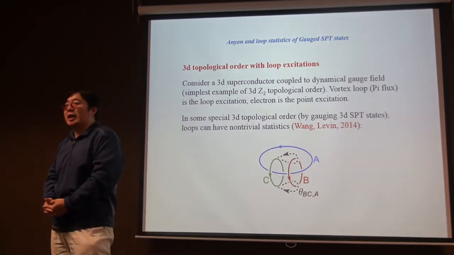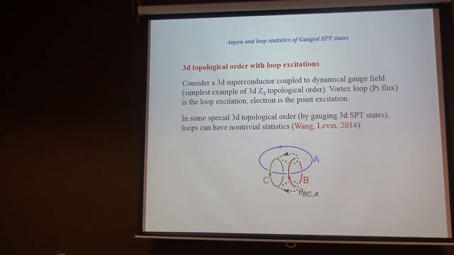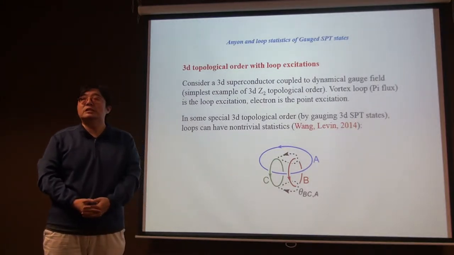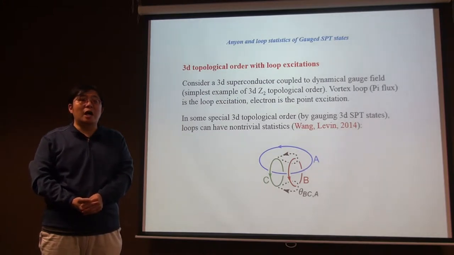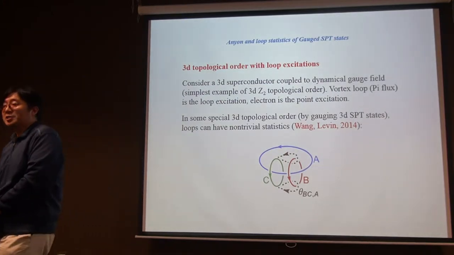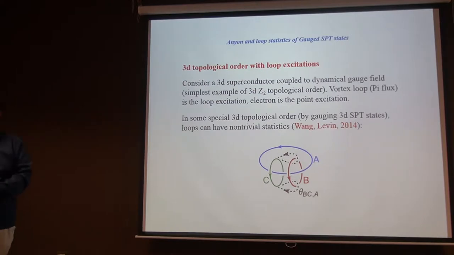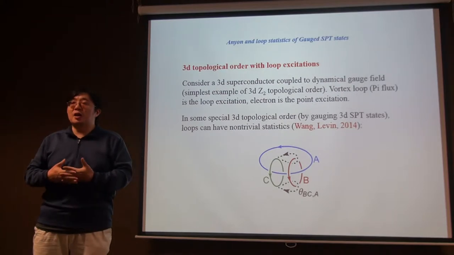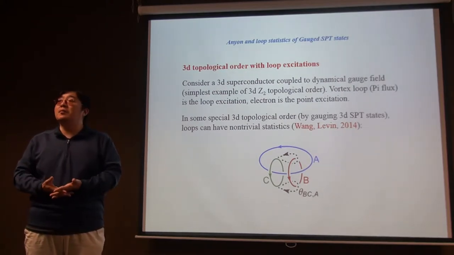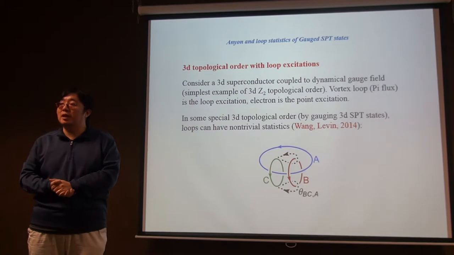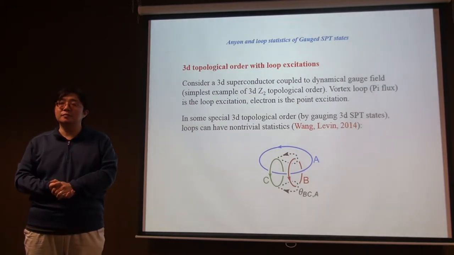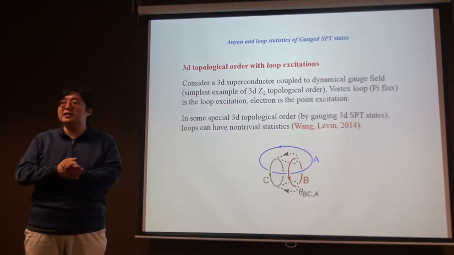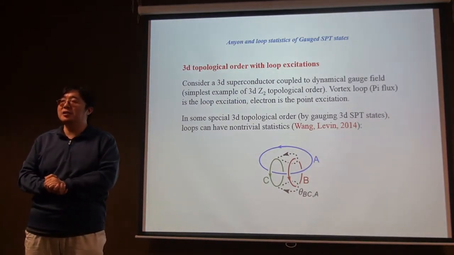But suppose I consider an ordinary three-dimensional Z2 toric code model, then there will be no statistics between the loops. However, suppose I take a three-dimensional SPT phase and couple it to a gauge field. Then the gauge field will introduce the loop statistics, and those loops will have a braiding statistic angle, this kind of three-loop statistic angle. And again, this phase angle can be computed by simply counting the instanton number in the space-time.